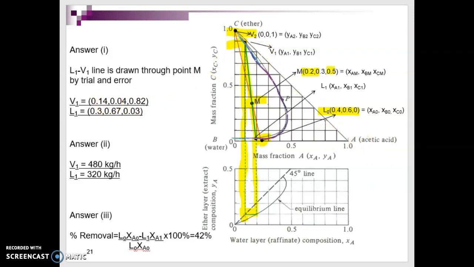Okay, so after reading your V1 and L1, now you can put them in the balance equation and calculate your V1 and L1, and then you find the percentage of the removal. Okay, that's all. Thank you.